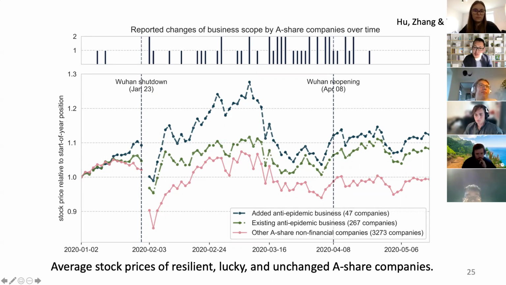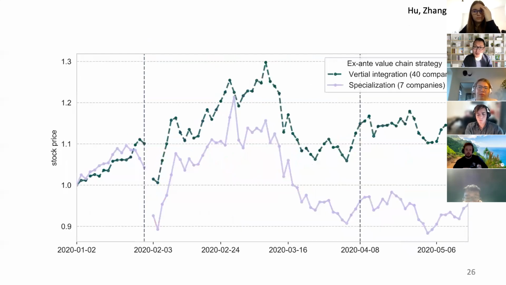And now let's focus on these 47 companies which actually added anti-epidemic business, and look at how their performance would differ depending on their characteristics. Right? So among these 47 companies that have this change of business, we divide them into two groups.